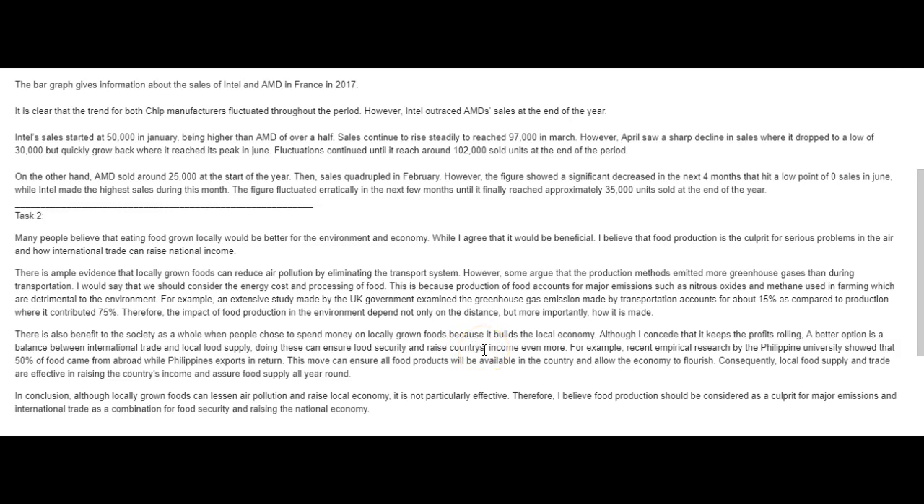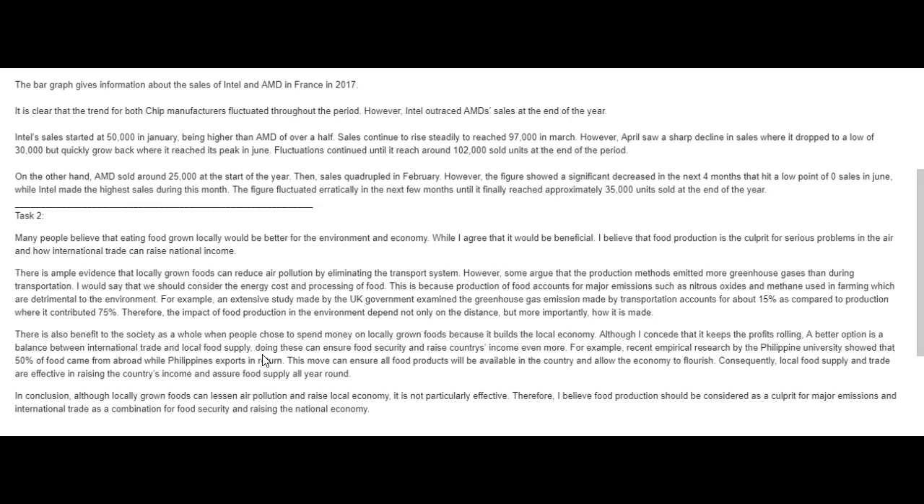For example, recent empirical research by the Philippine University showed that 50% of food came from abroad while Philippines exports in return. What does that mean? Okay, I think I get it, but it's a little awkward. This move can ensure all food products will be available in the country and allow the economy to flourish. Consequently, local food supply and trade are effective in raising the country's income and assure food supply all year round. All right, that's nice. I like it.